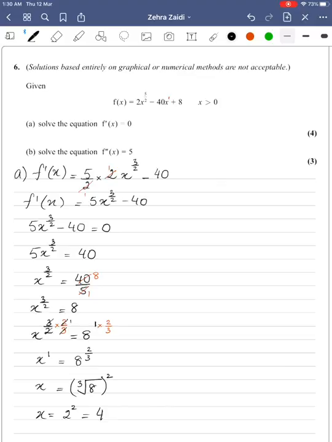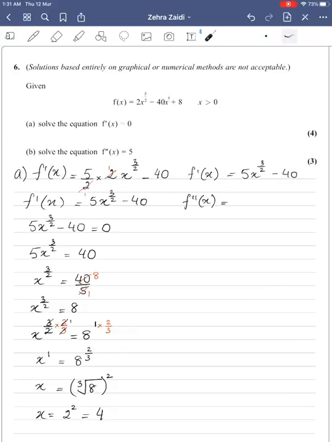Now part B says find f double dash x. So this is our f dash x. If we need to find f double dash x, which means we need to differentiate this again. So let's start by writing this. We have our f dash x is equal to 5x to the power of 3 by 2 minus 40. Therefore f double dash x is equal to, now we'll repeat the same procedure.